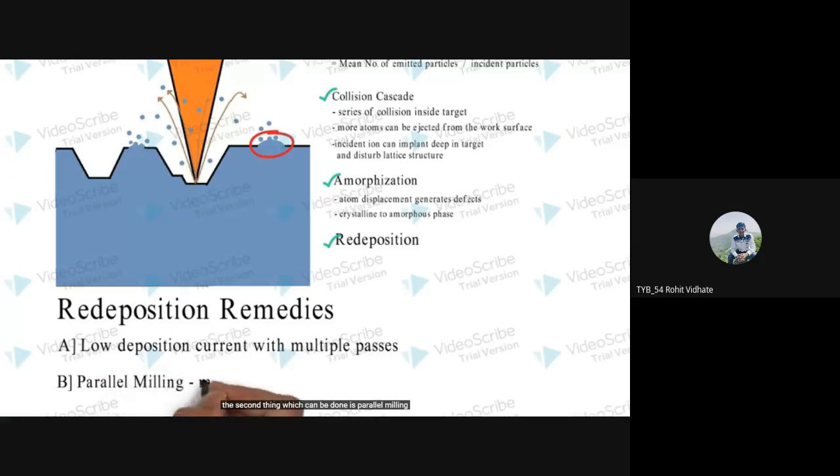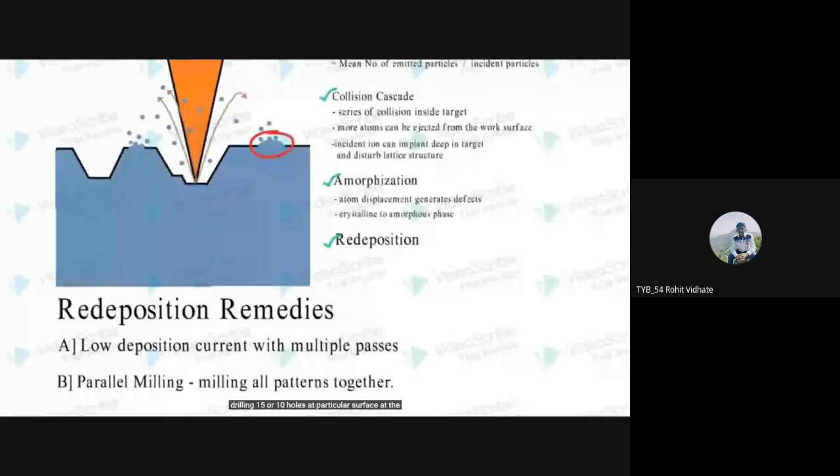The second thing which can be done is parallel milling. Parallel milling is machining multiple patterns at the same time. For example, drilling one hole after another is series milling, and drilling 10 or 15 holes on the particular surface at the same time is called parallel milling. Parallel milling avoids redeposition as all the patterns are machined at the same time.